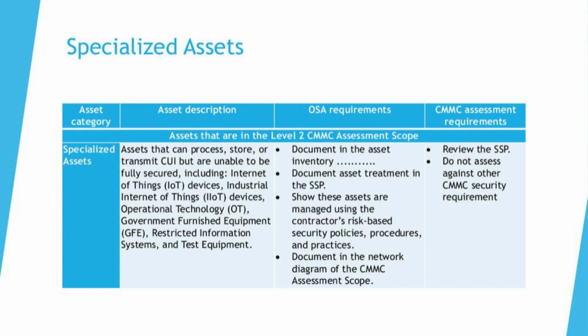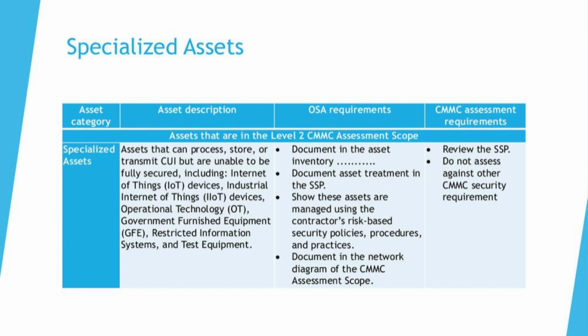Think industrial IoT devices on a manufacturing floor, specialized operational technology, OT systems that might be running ancient proprietary software, government-furnished equipment, GFE, where the government tells you how to configure it, and maybe that configuration isn't CMMC compliant. And the classic example, legacy test equipment or restricted information systems still running Windows XP because replacing it would cost millions and require recertifying an entire production line or weapon system.